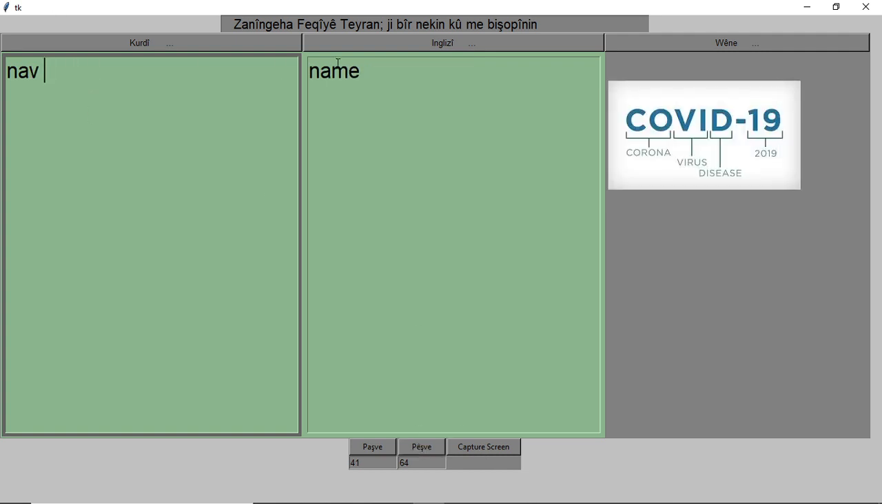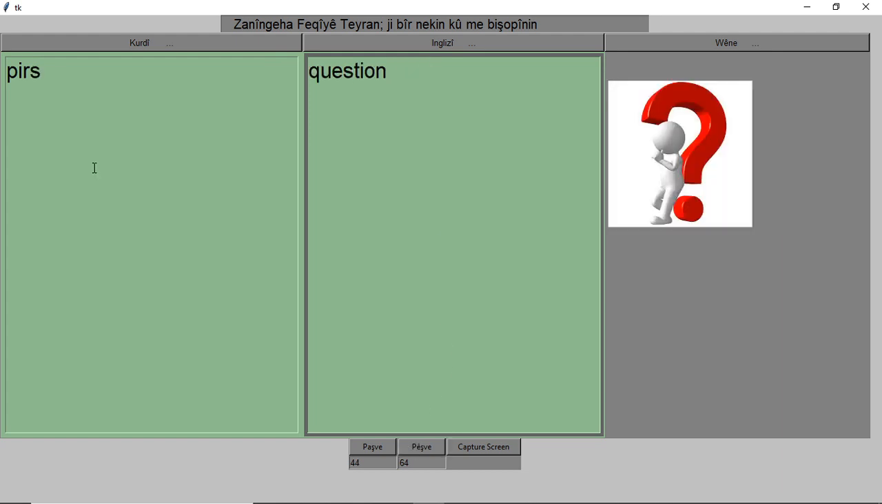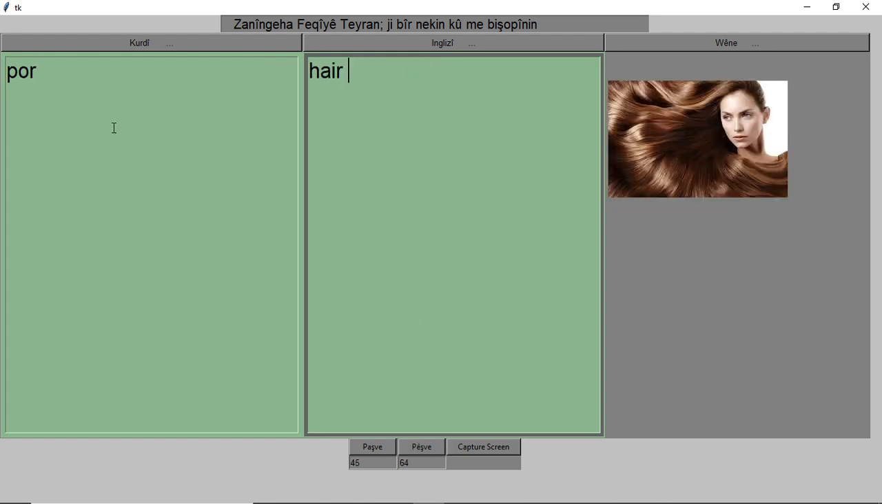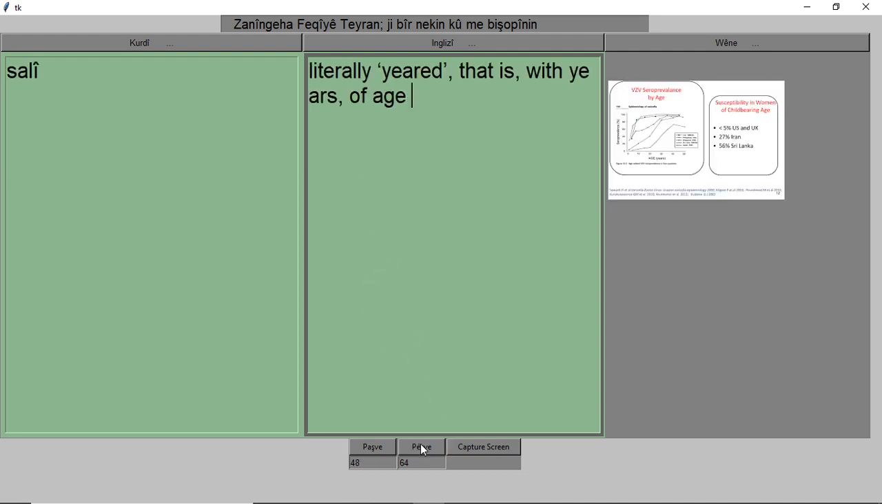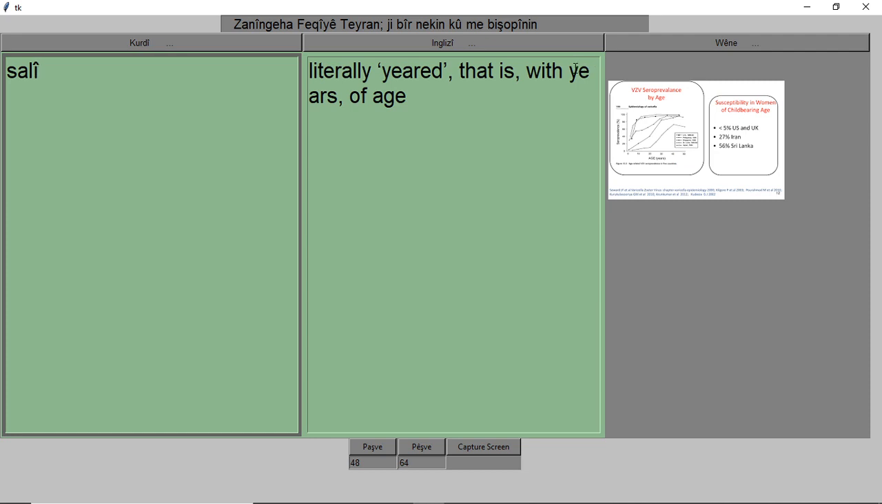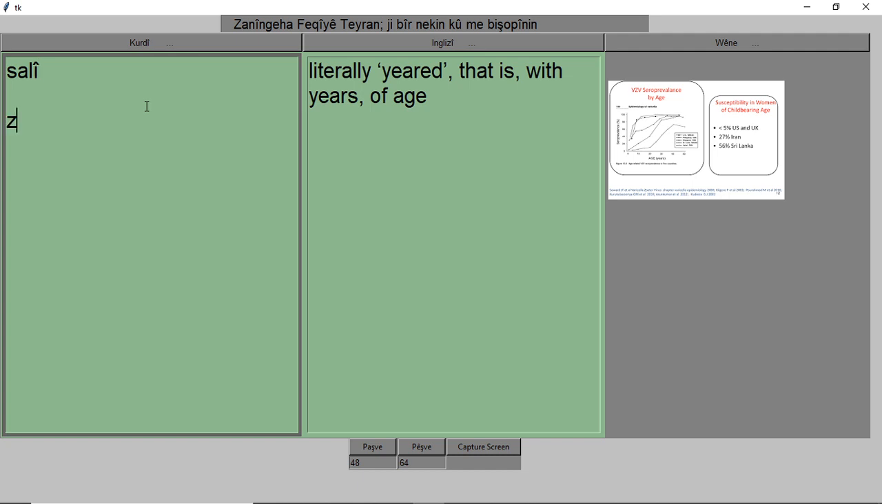Okay. Nav, name, and nakhwash, ill, sick, and per, many much, pers, question, por, hair, rash, black, sal, year, sali, literally year, that is with the years of age. So you say I am like this, si, sali, ma. So here you use I am 30 years old. So when you say that, you use I, end of sal.